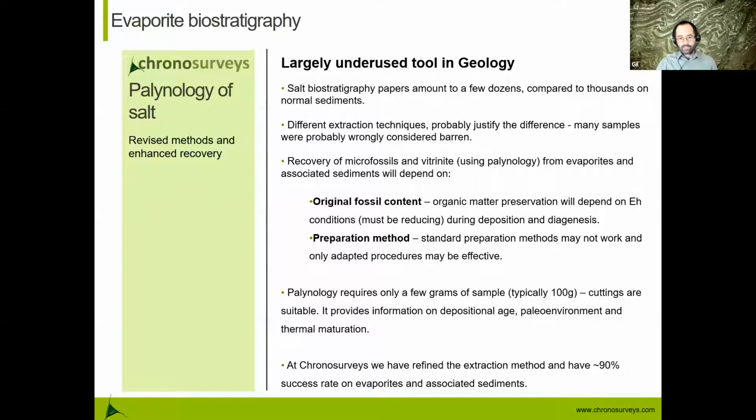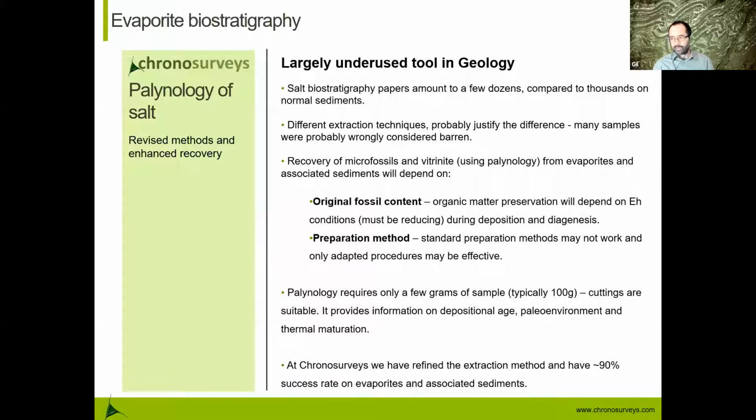What we've seen is that we actually don't need a lot of sample. So typically we've been working with around 100 grams. So cuttings from wells are suitable. And as we will see in the examples I'll show, we can have information on the depositional age, on the paleoenvironments, and also on the thermal maturation.